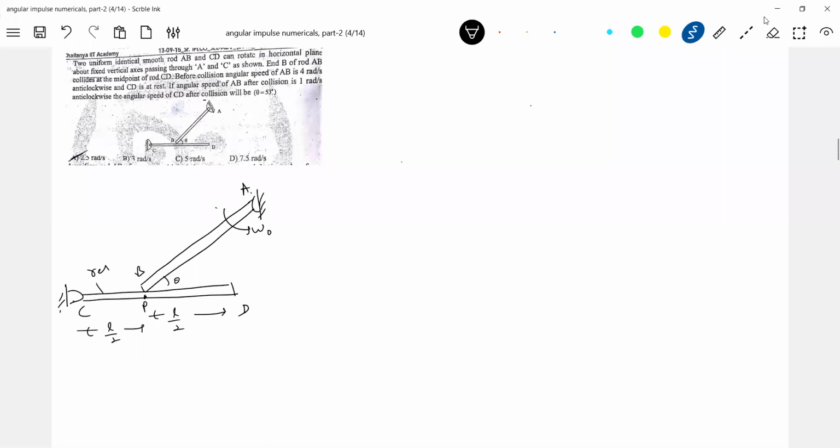What is the state of this rod? It rests. So what is the question? Before collision, angular speed of AB is 4 radians per second anti-clockwise and CD is at rest. If angular speed of AB after collision is 1 radian per second anti-clockwise. So after collision it will remain anti-clockwise. Now it's asking the angular speed of rod CD after collision.